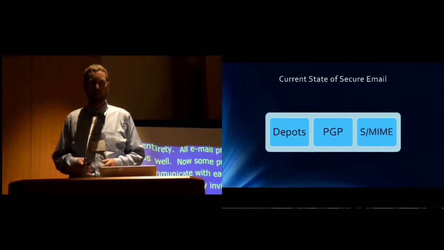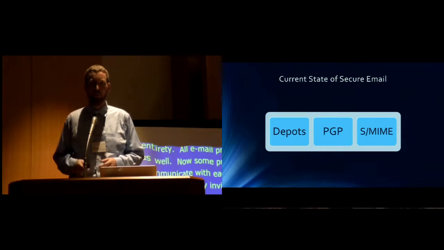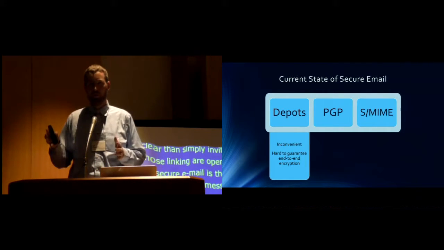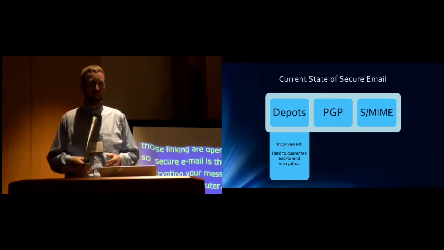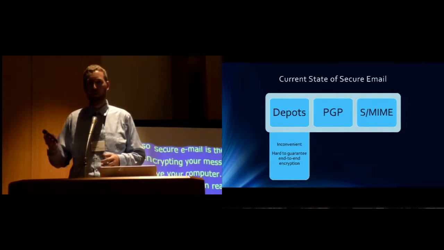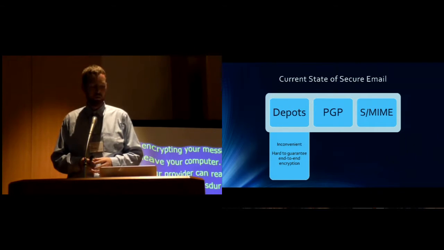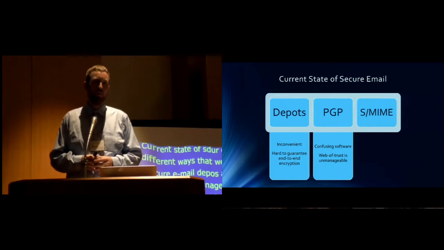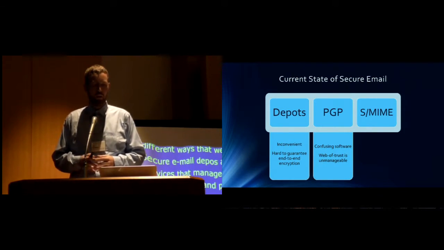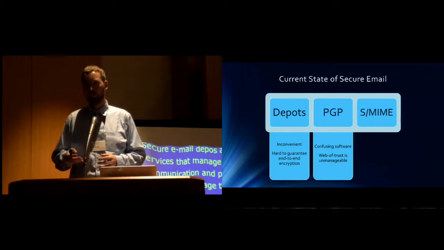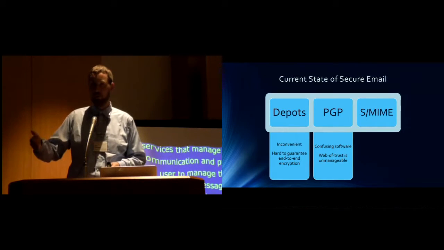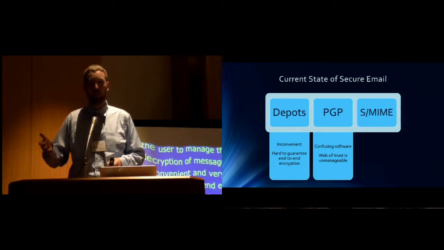Now, as far as the current state of secure email, there's a few different ways we can go about this. Secure email depots are third-party services that manage the user's secure communications, and they'll typically provide a client to the user to manage the encryption and decryption of messages. However, these are inconvenient, and it's very hard to guarantee that the end-to-end encryption is actually happening. PGP is a very well-known form of secure email, but it is very confusing to use. It utilizes a form of communication called the web of trust, where I will trust someone who trusts someone else, who trusts someone else, etc., and it quickly becomes very unmanageable.